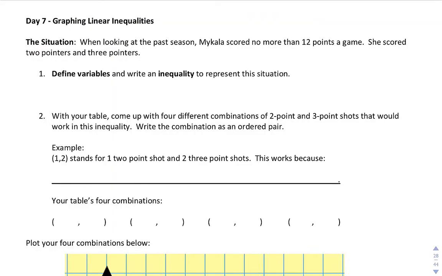Today we're going to look at graphing linear inequalities. So first we'll look at the situation that we do in class. When looking at the past season, Michaela scored no more than 12 points a game. She scored 2 pointers and 3 pointers. So number one, can you define the variables and write an inequality to represent the situation?